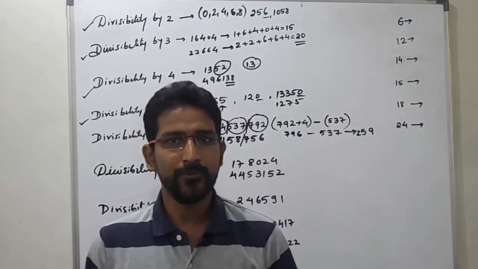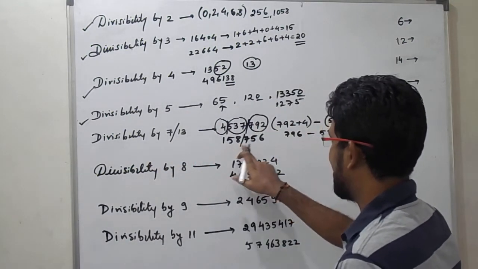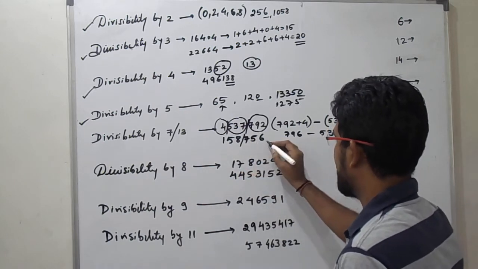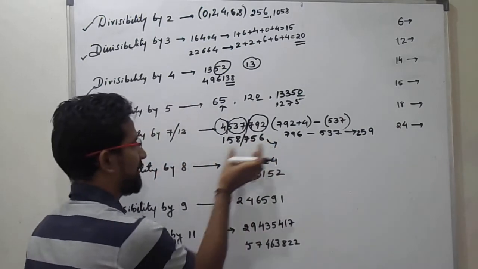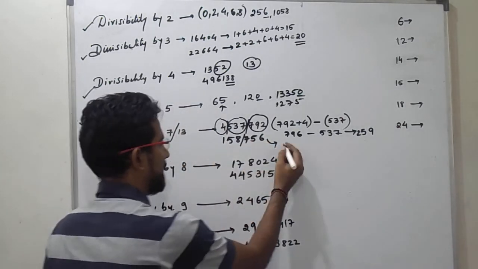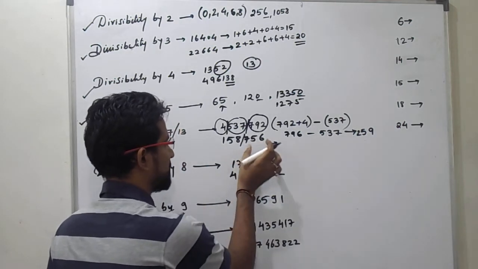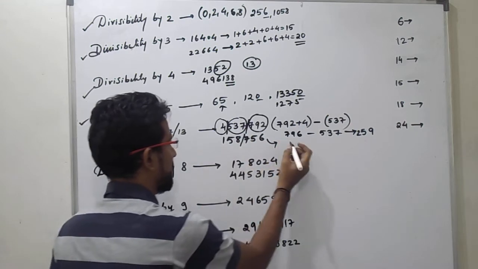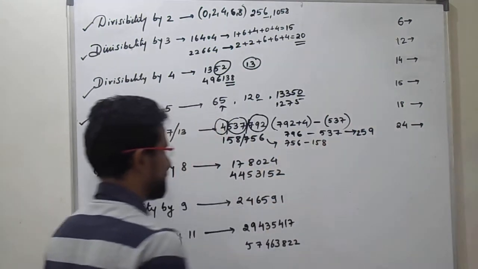In a similar way we'll go for 13 also. For example, 1, 5, 8, 7, 5, 6. We'll check these numbers. Again we'll make a group of 3 from the right: 7, 5, 6 and 1, 5, 8. Then do the subtraction of the numbers. So this is an odd place, this is even. So 7, 5, 6 minus 1, 5, 8.